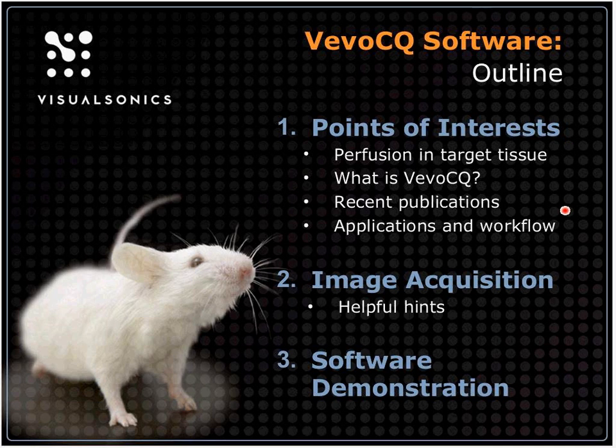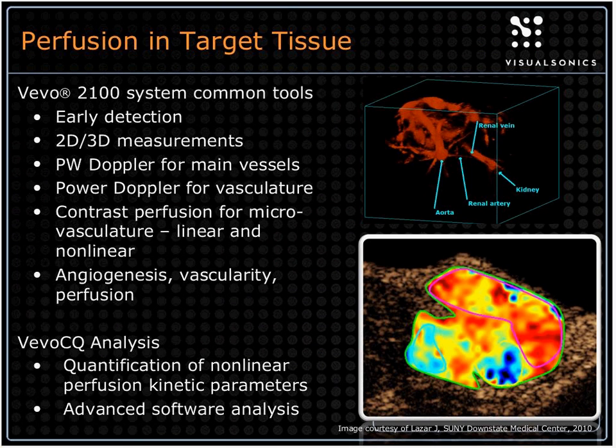So we'll go through a little bit about the software, about VevoCQ, and about nonlinear contrast imaging in general, and about the Vevo 2100. For those of you using the system, you'll be familiar with some of these modes, some of these types of images. For those of you not using the system, just to give you an overview of what sorts of things we're talking about, the sorts of things that the system is capable of doing.